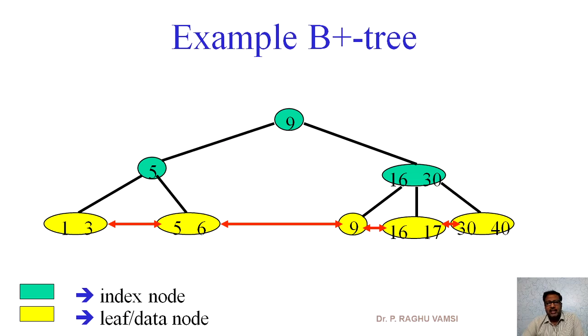And to have faster access in B plus tree, the leaf elements that are data items are linked together via a doubly linked list. So in this tree, the keys that you are observing in green are the indexing keys. The corresponding data items you can find in yellow. So 1, 3, 5, 6, 9, 16, 17, 30, 40 are the data items.